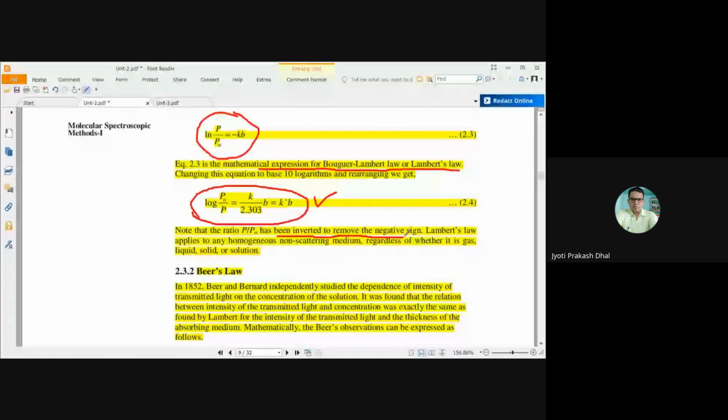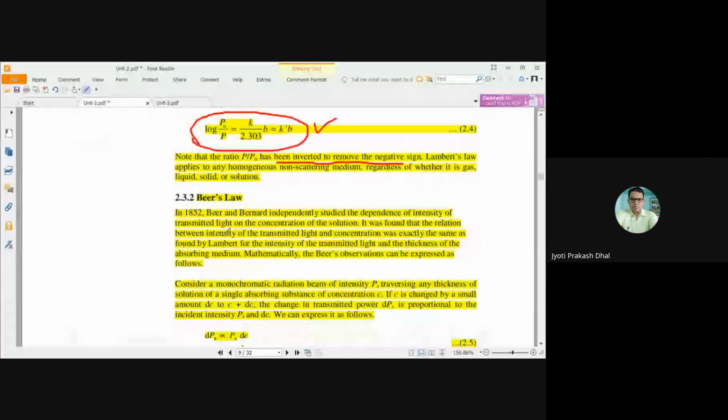another constant, k dash, into b. Note that the ratio P by P naught has been inverted to remove the negative sign. So this is about Lambert's law.